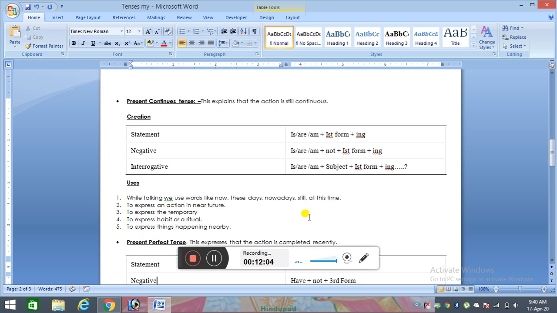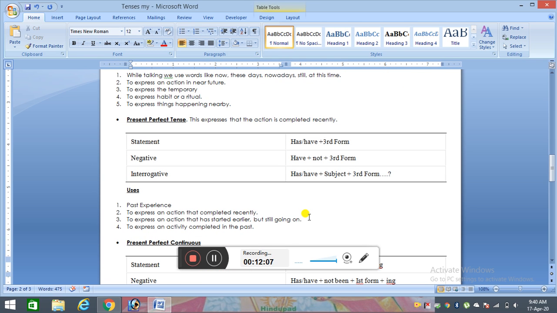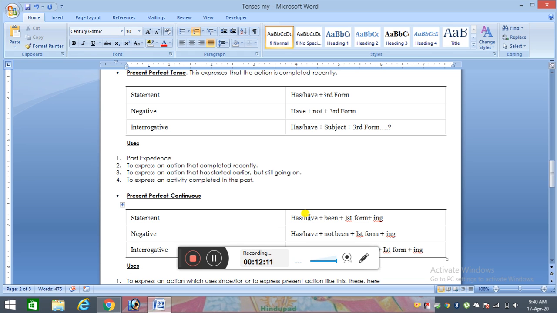We have present perfect. We all know what present perfect is used for. Some past experience, an action which completed recently, started earlier but going on, to express an action which is completed in the past. For example, I say, I have gone out. That means we can understand the situation when someone comes and asks, where are you? I have just gone out. That means just before you came, I just left. So in these cases, this is speaking about a just completed action.